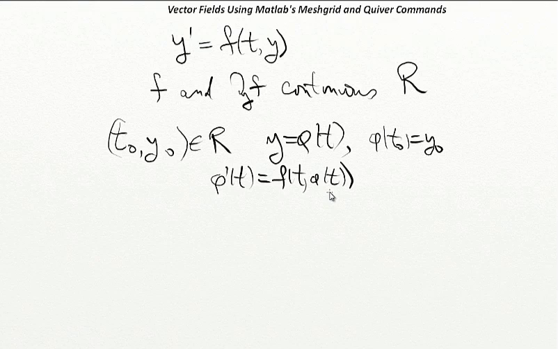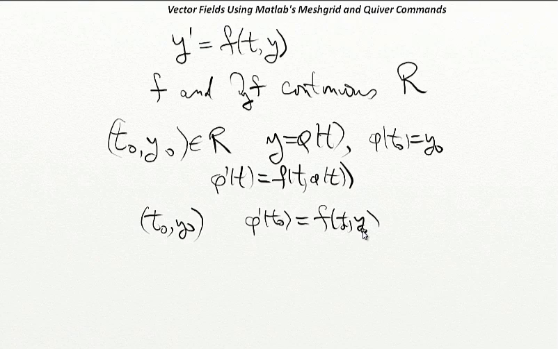Okay, as I said, we don't have a formula for phi, but we can use f to actually do something rather geometric. We can take a point, again, t0, y0. We don't know the formula for phi, the solution curve that runs through that point, but we do know the value of its slope. That is, since phi prime of t0 must be equal to f of t0, y0, then all we have to do is evaluate the given function f at that point, and that will give us the slope of the solution curve.